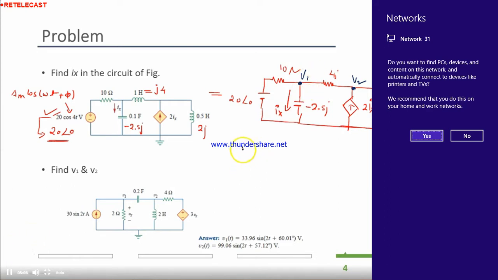Node analysis at V1: (V1 minus 20 at an angle 0) divided by 10 ohm, plus (V1 minus 0) divided by minus 2.5j over here, plus (V1 minus V2) divided by 4j equals 0. Equation 1. Three branches are connected to V1, so you should have 3 terms in the equation. Yes, we have 3 terms in the equation. Perfectly fine. Now, if you want, you can further resolve this. I'm giving this equation. Now, come to equation 2.